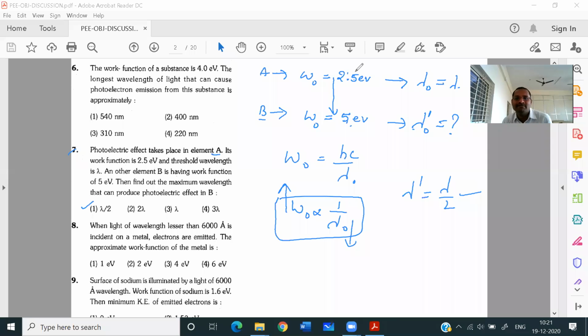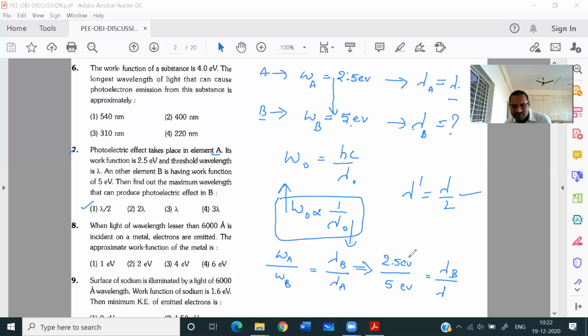If you want, I'll go through the calculation method. Consider lambda 1 and lambda 2; this is B, this is A. This is the work function of A, work function of B. Here work function is inversely proportional to lambda, so WA by WB can be written as lambda B upon lambda A, because it is inversely proportional. That implies the work function of A is 2.5 electron volt and of B is 5 electron volt, equal to lambda B by lambda A, where lambda A is the given lambda.